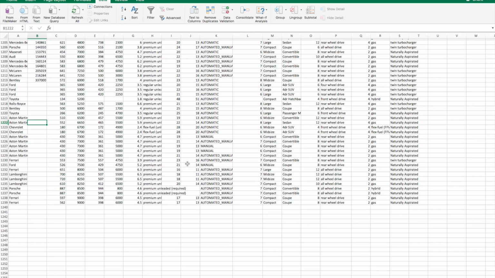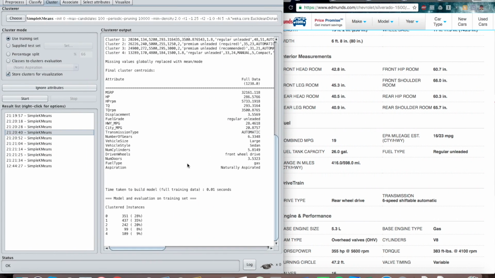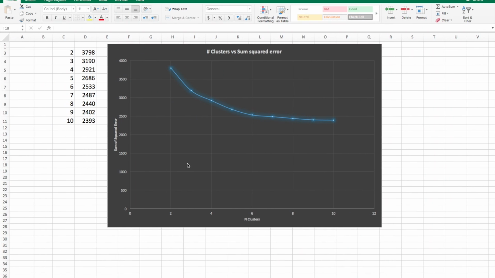Moving from the CSV into Weka, we ran our simple k-means algorithm 9 different times for 2 clusters through 10 clusters. And to pick which cluster count would be the best for our data set, we looked at this graph, which graphs the number of clusters and the sum of squared errors. And we decided that either 4 or 5 clusters would be the best based on the slope of this graph.